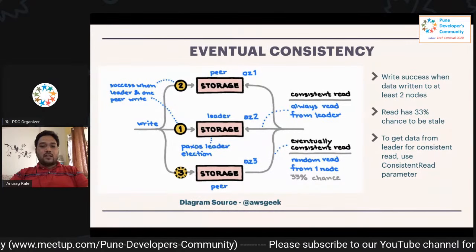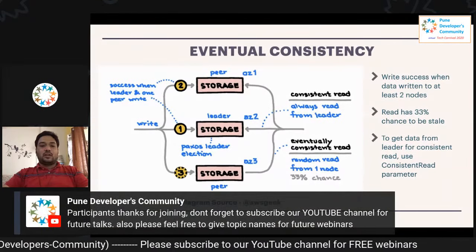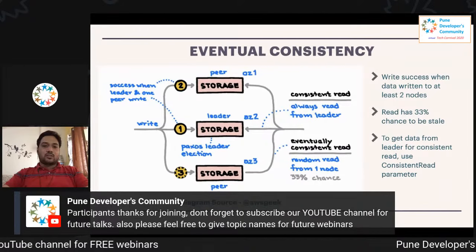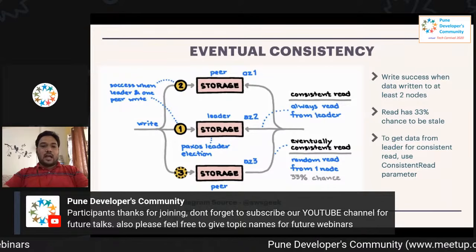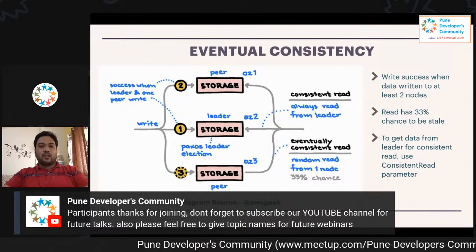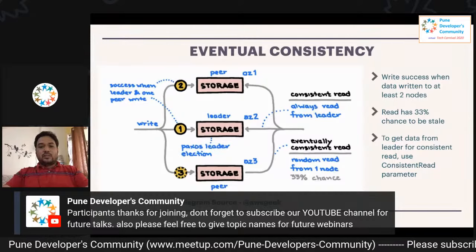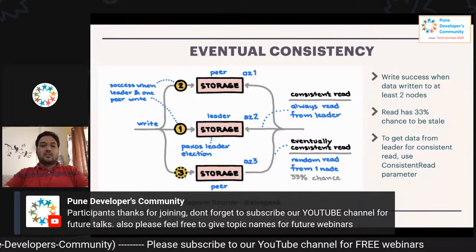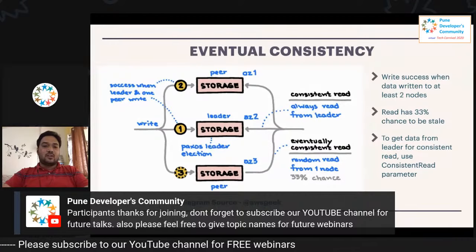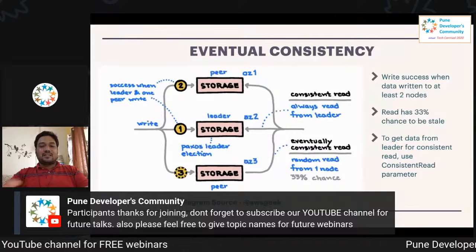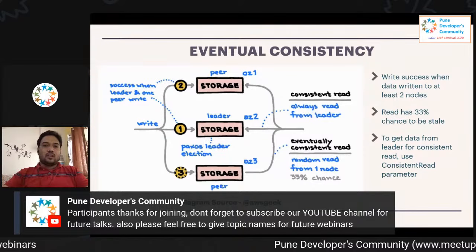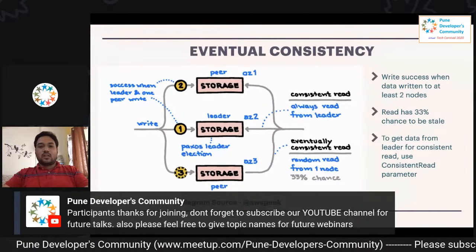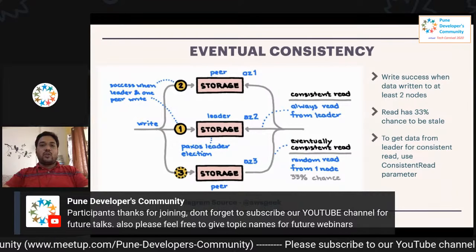Now, it might take some time for that particular write to replicate or propagate to the third storage node, and that has an implication. In terms of read, moving to the right side, you will see that there is a 33% chance that if you are trying to read the data which has just been written, you are going to get stale data, which means the data before the insert or update. So there is a 33% chance that you'll get stale data. This is the eventually consistent model.